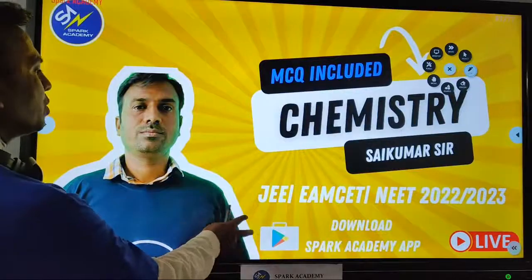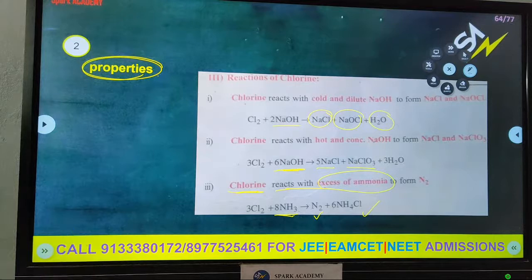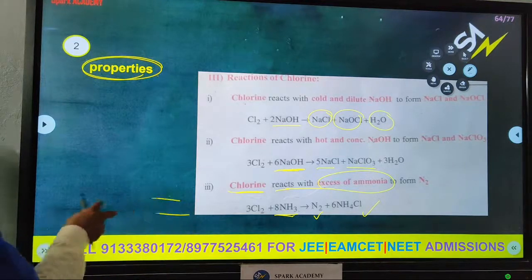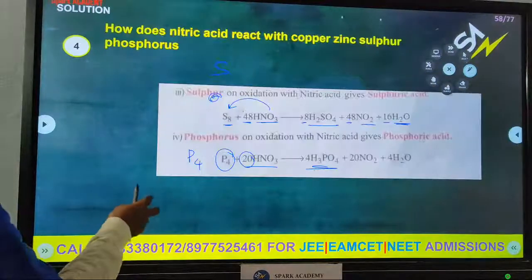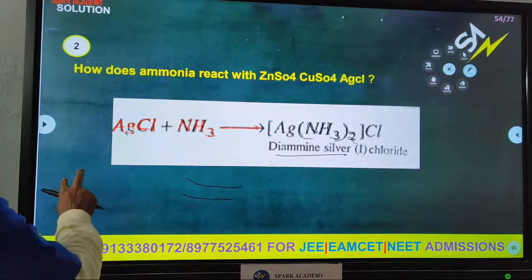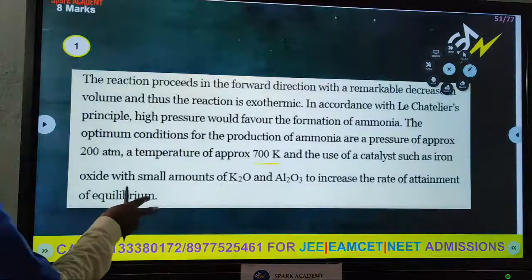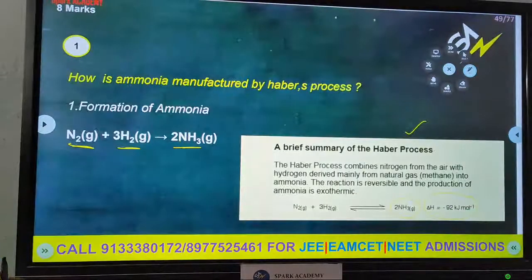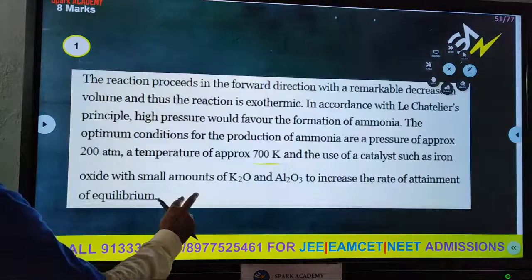Clear? So how many questions? Today we saw 8 marks questions. How many did we see here? What is the first question from this P block elements? First question is, how is ammonia manufactured by the Haber's process?